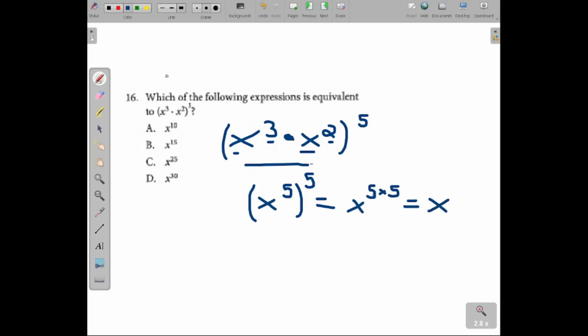The base stays the same. 5 times 5 is equal to 25. And this is the answer, x to the power of 25. Therefore, the right answer is C.